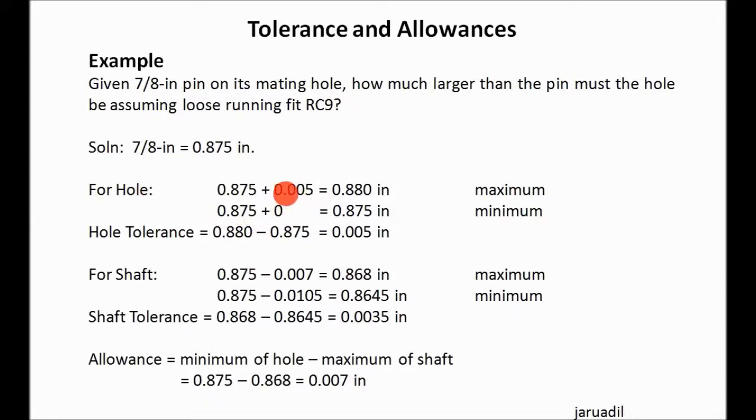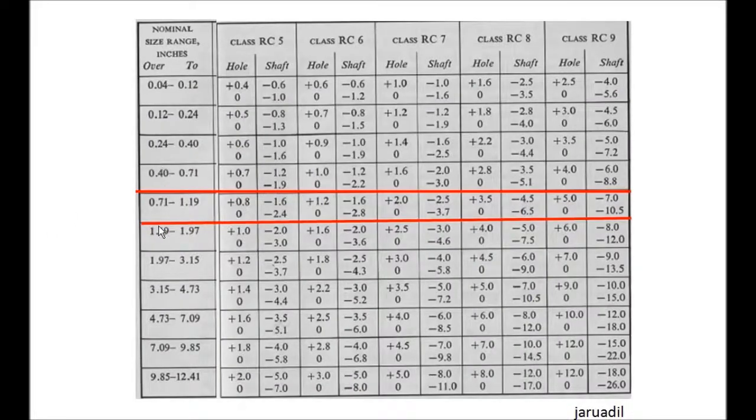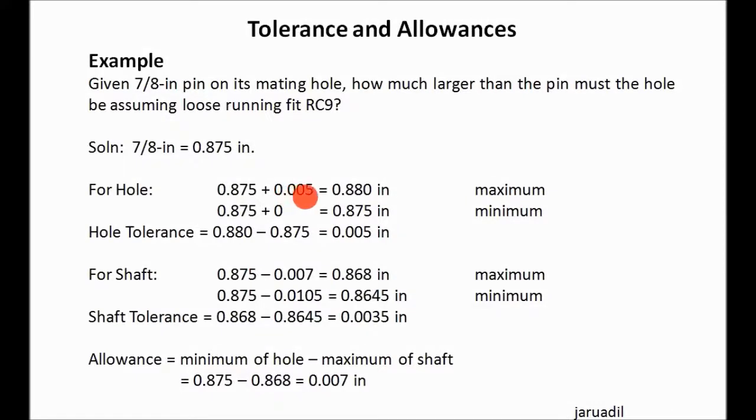Saan nakuha itong 0.005 na ito? Ito yung tolerance natin. Plus 0.005 and plus 0. So makukuha natin yan dito sa RC9. Hahanapin mo yung 0.875 dun sa table. So kung makita mo, yung 0.875, mapatak yan dito sa between 0.71 at 1.19 kasi 0.875 siya. At kukunin mo yung RC9, ito. So ito yung para sa hole, di ba? Para sa butas, 5.0 or 0.005 and 0. Kaya meron tayo dito na 0.005 kasi yung 5.0 is divided by 1,000.